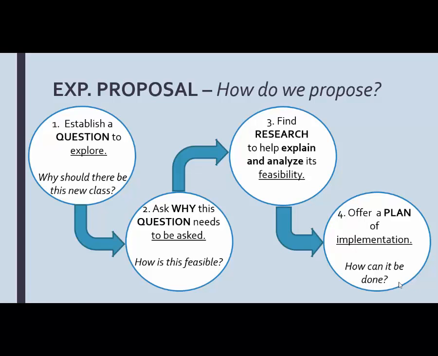If you kind of step back and think about this, remember the four-step process we use to develop ideas in our essays. Name it, explain it, prove it, and conclude it. Take a look at our 4 circles right here. Establish a question to explore. Name it. What is it that we're exploring? Ask why this question needs to be asked, looking at its feasibility. Explaining it, explaining why we need to be considering this. Finding research to explain and analyze its feasibility, that's proving it, using outside information to help prove why this is feasible, and then concluding it by offering a plan of implementation.